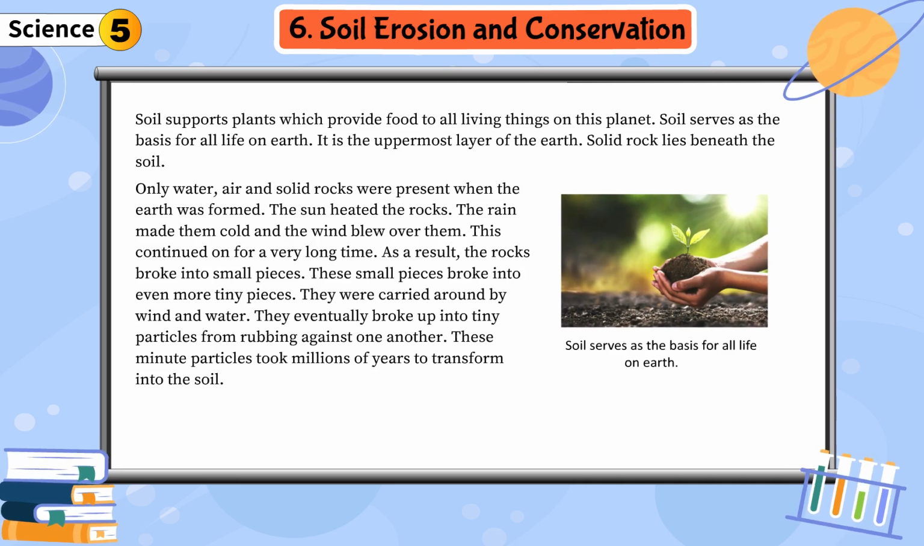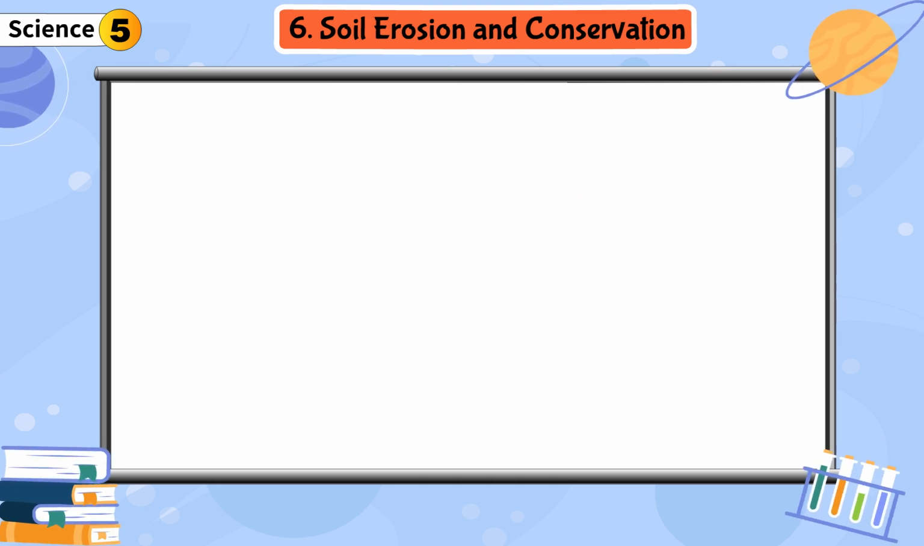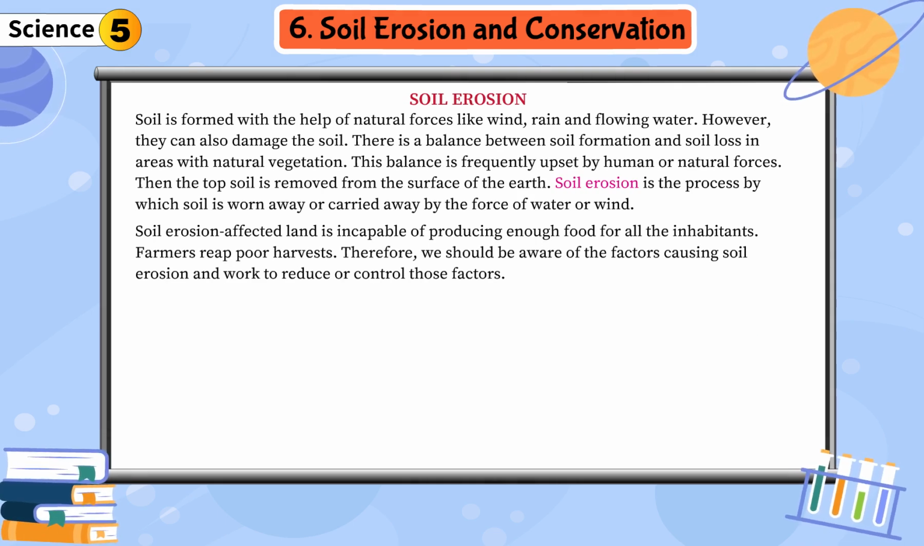These small pieces broke into even more tiny pieces. They were carried around by wind and water. They eventually broke up into tiny particles from rubbing against one another. These minute particles took millions of years to transform into the soil. Soil erosion. Soil is formed with the help of natural forces like wind, rain and flowing water.